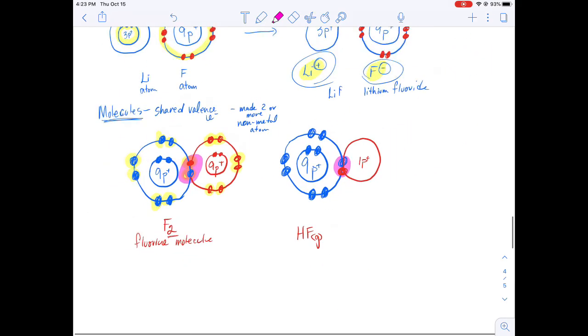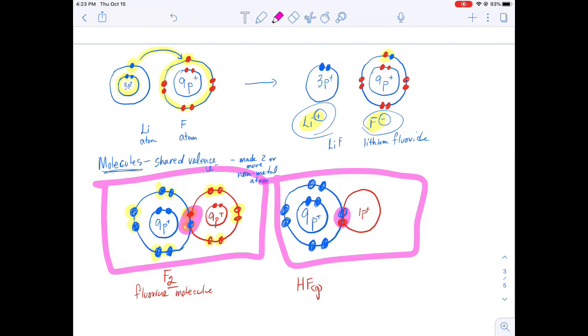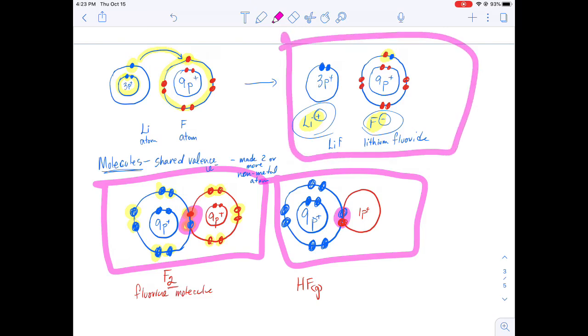So molecular substances have these covalent bonds, whereas ionic substances have the transfer of electrons from the metal to the nonmetal. And so the metal is the electron donor, and the nonmetal is the electron acceptor, and the opposite charges hold them together. Hopefully this helps you make sense out of the difference between molecular substances, which have shared valence electrons, and ionic substances. It is possible to have molecular elements or molecular compounds.